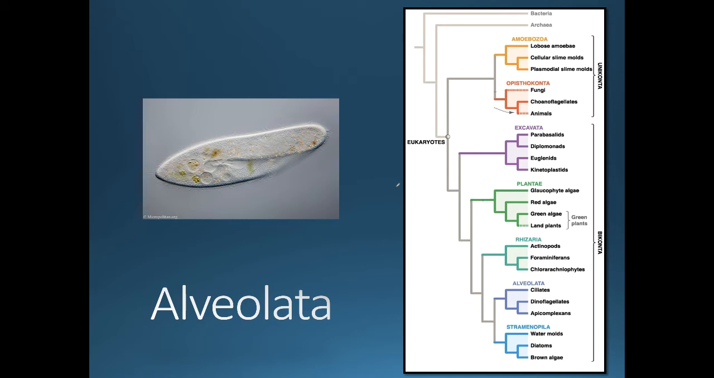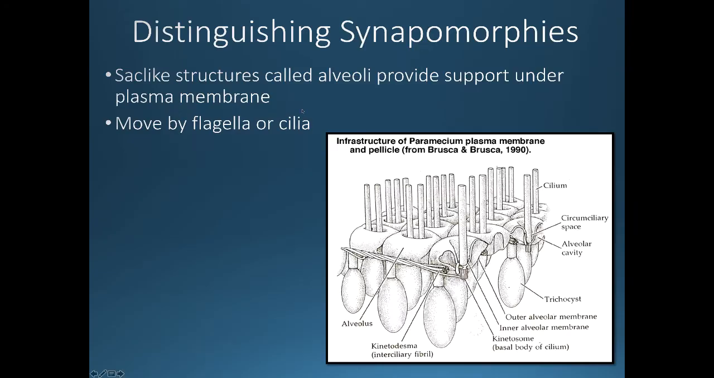I want to move on to Alveolate right now. And they are down here. And again, we're going to talk about some synapomorphies for them that are found in all of the lineages. There are some interesting things about this group of protists that I want to highlight, and so let's go ahead and get started. One interesting thing about this group of protists is that they all have sac-like structures called alveoli that provide support and are located just under the plasma membrane.